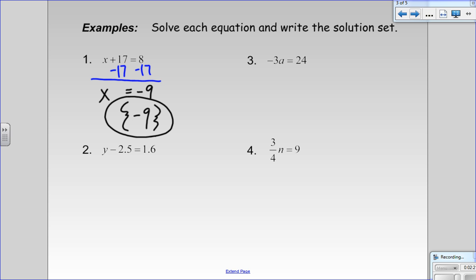For example 2, we want to get y by itself. So we would do the inverse of subtracting 2.5, so we'll add 2.5 to both sides of the equation. Now, y is by itself again, and our negative 2.5 and positive 2.5 cancel out, and we get 4.1. So our solution is 4.1.